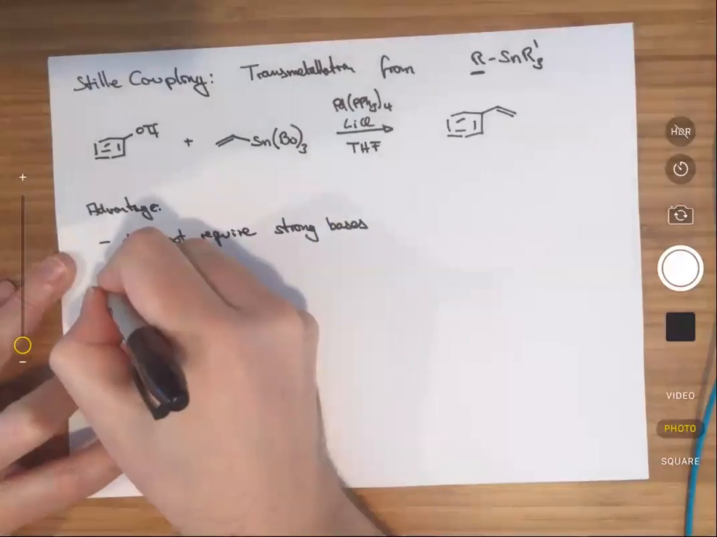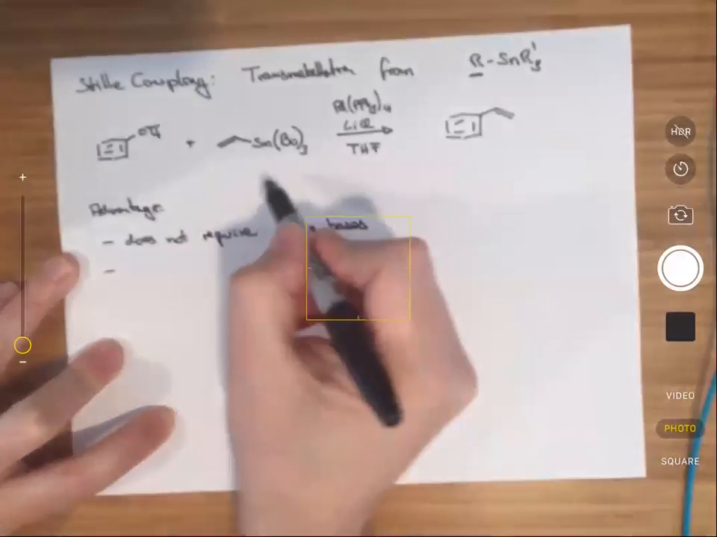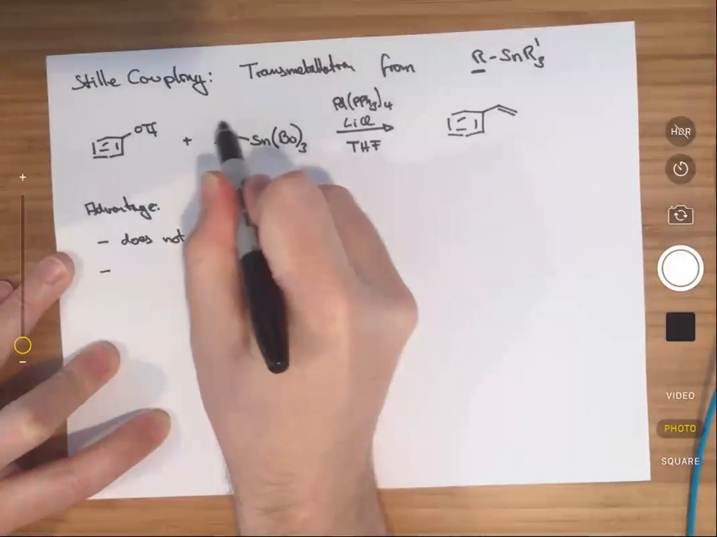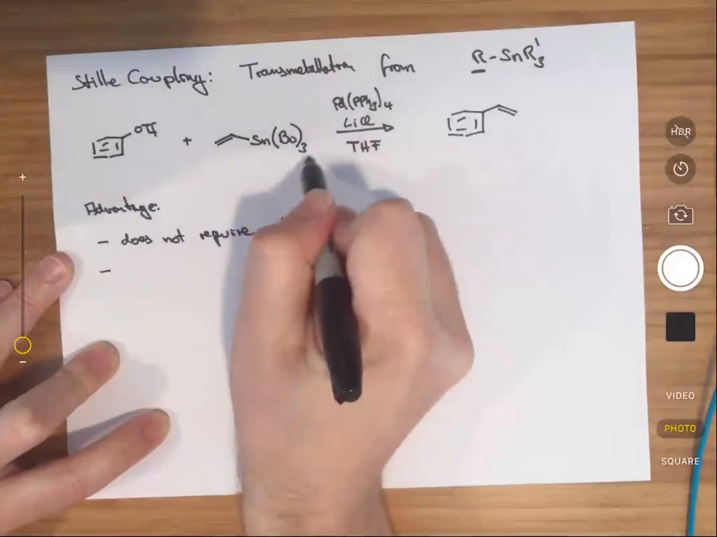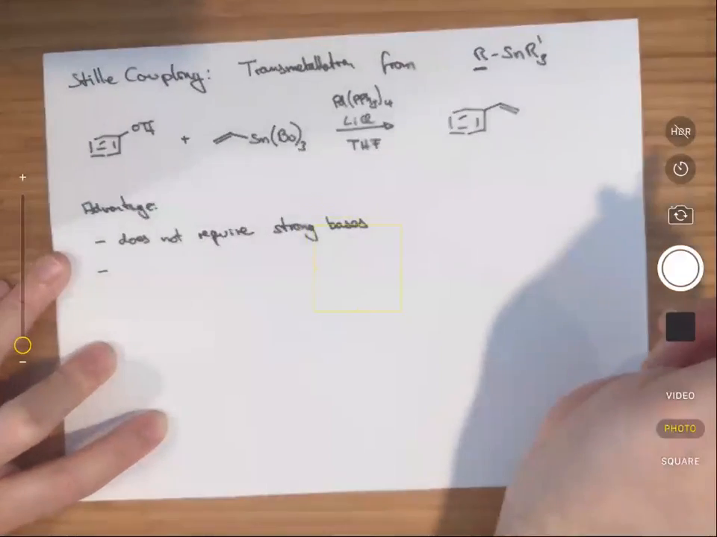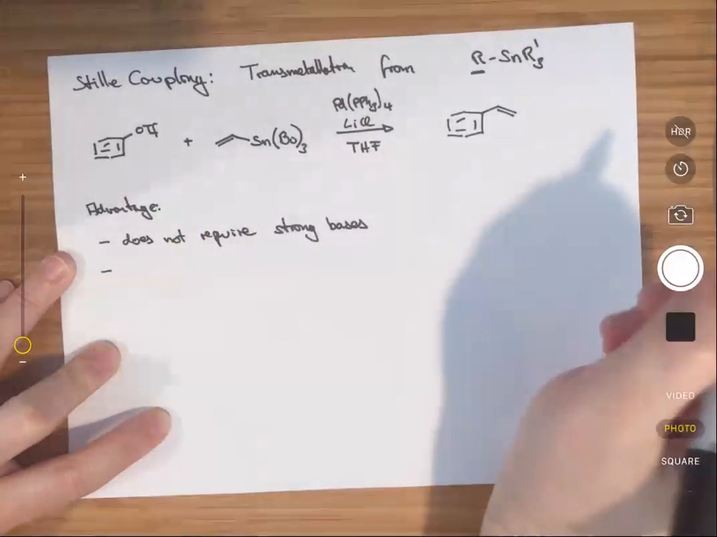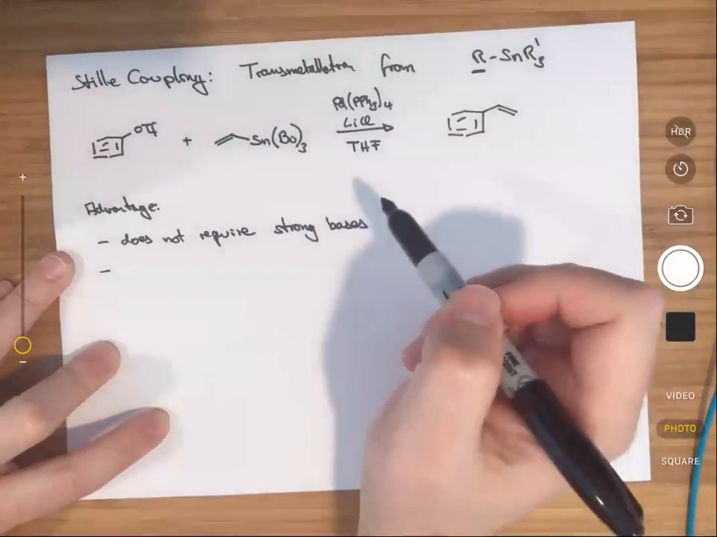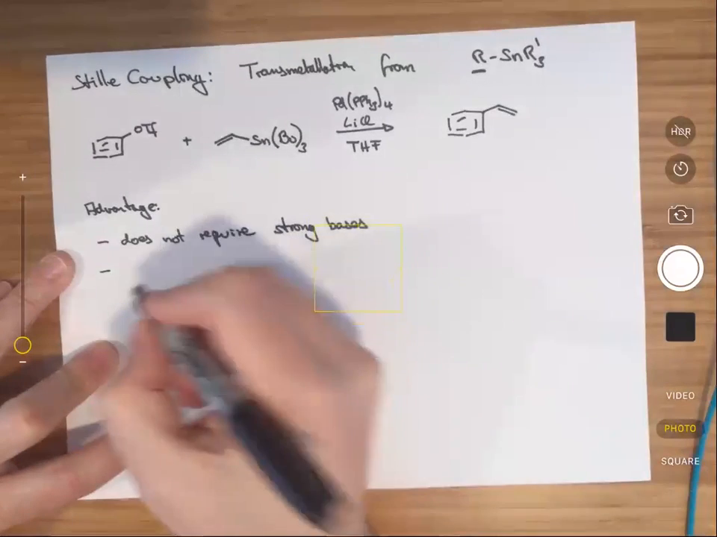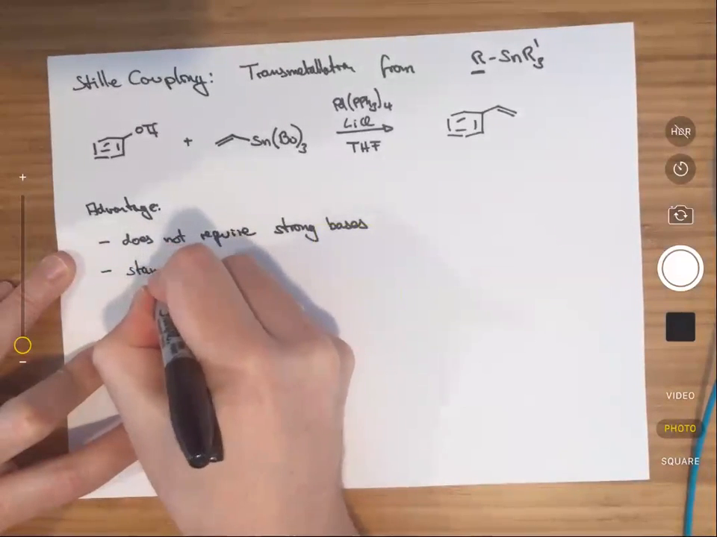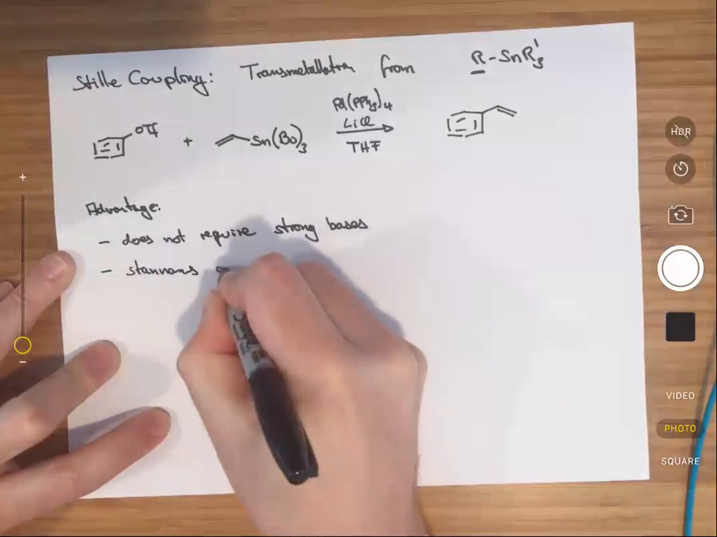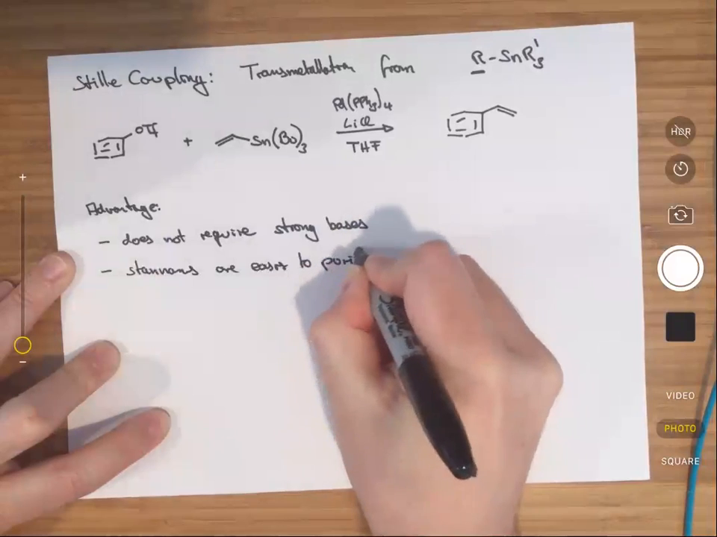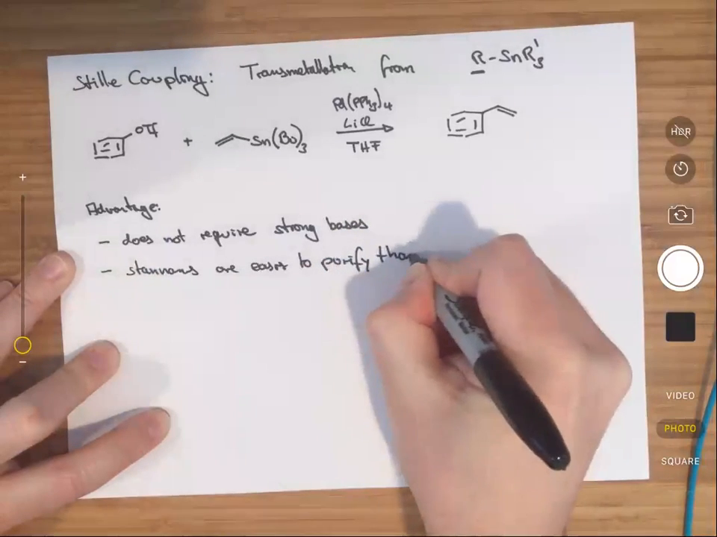Then the other advantage to the system is that this stannane reagent here is much easier to purify than the boronic acids. That's simply the case because we can run standard columns on these systems, where boronic acids, for example, would be stuck to our stationary phase. So the purification of these stannanes is a lot easier. Stannanes are easier to purify than boronic acids.